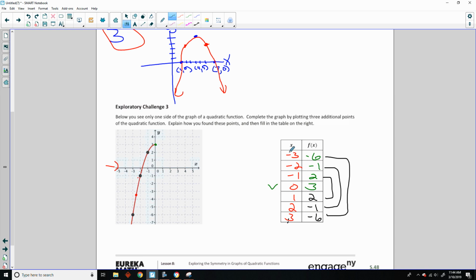So now I'm going to just plot these points. 1, 2 is here. 2, -1 is here. And 3, -6 is down here. And if I connect those dots, we have the other half of this parabola.